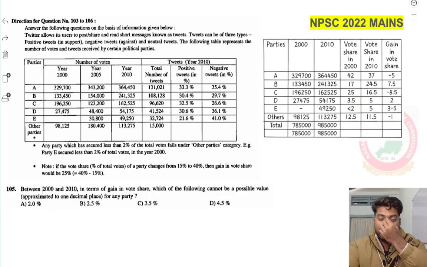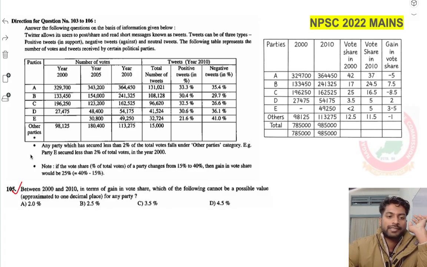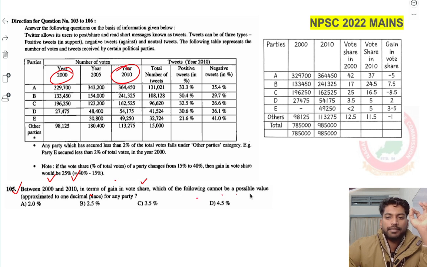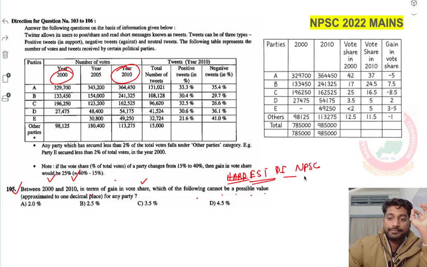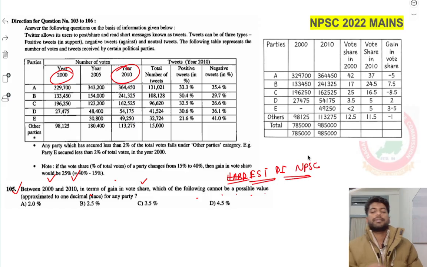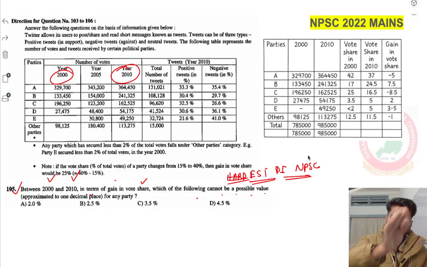Again, look. Again, pause the video and observe the question and data. Same question. They are saying between 2000 and 2010, in terms of gain in vote share, which of the following cannot be a possible value? Now look how hard they have made it. This is the hardest DI I can say for your NPSC. If I compare all the years' DI, this will be the hardest DI.